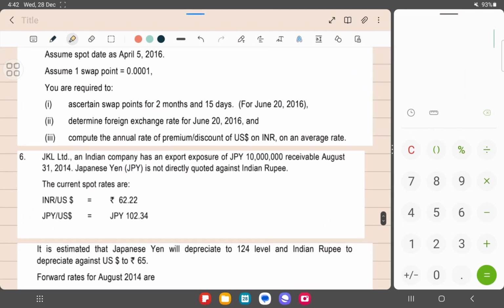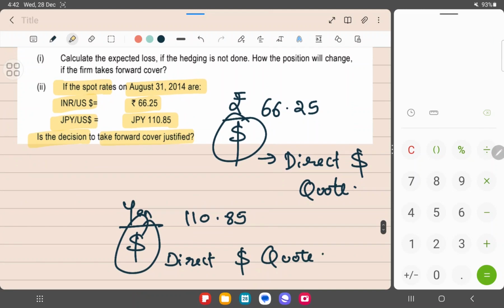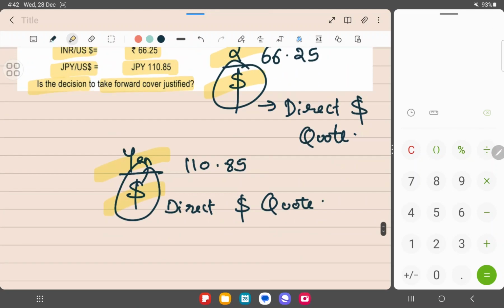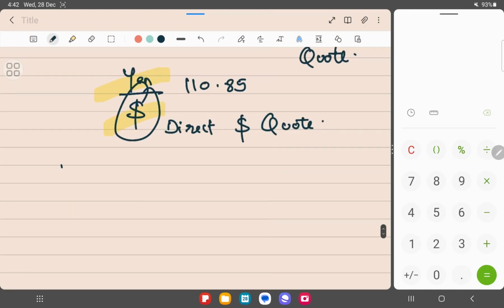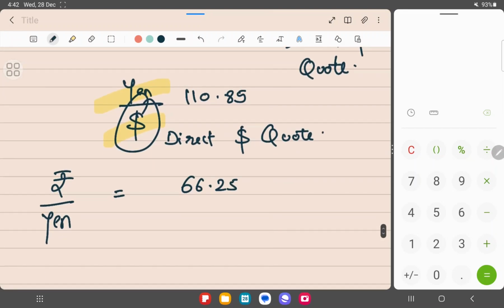Since Japanese yen is not directly quoted to rupee, rupee is quoted against dollar and yen is quoted against dollar, we find rupee upon yen, which is equal to 66.25 into 1 upon 110.85. Why am I doing this? I have already taught this initially, so I am not repeating it again and again.